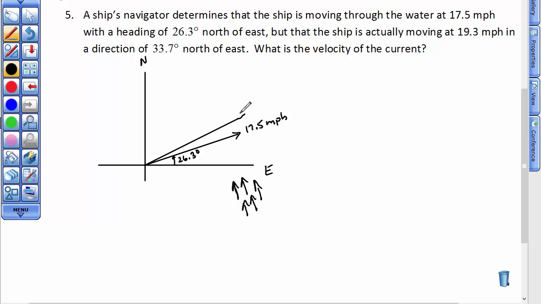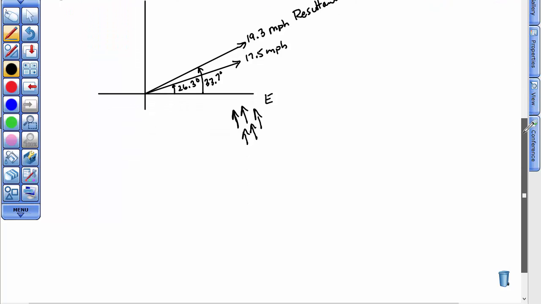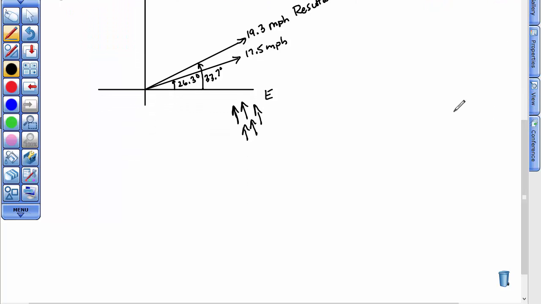Okay, I had to give, and I had to do a little squiggly at the end here. So this is the ship actually moving at 19.3 miles per hour. That's the resultant. I'm going to put here, this is the resultant. So it's the answer to this problem. And the angle that it's north of east is 33.7 degrees. So let's set up a table for this. Again, please remember, this is my answer.